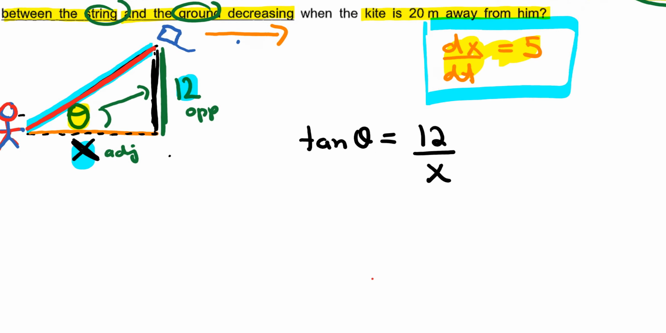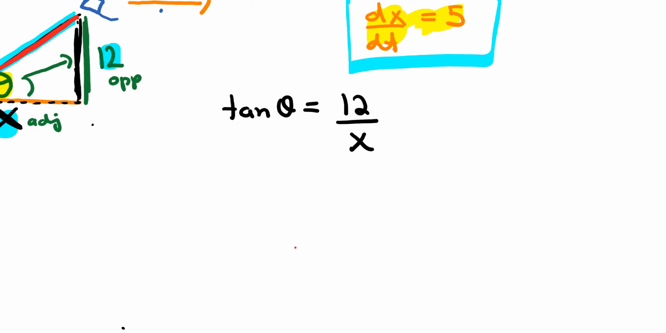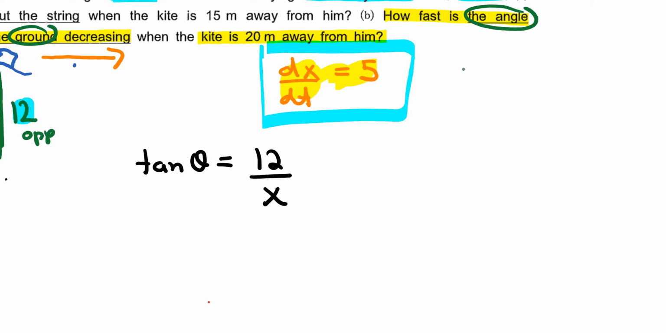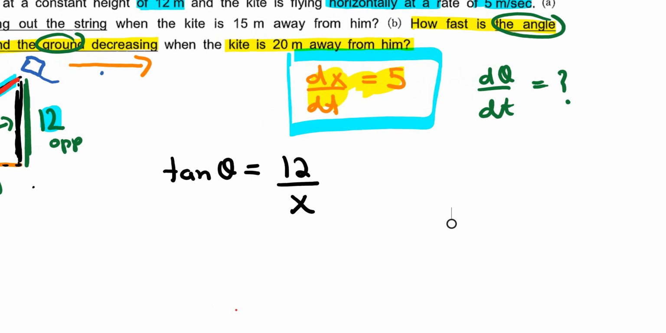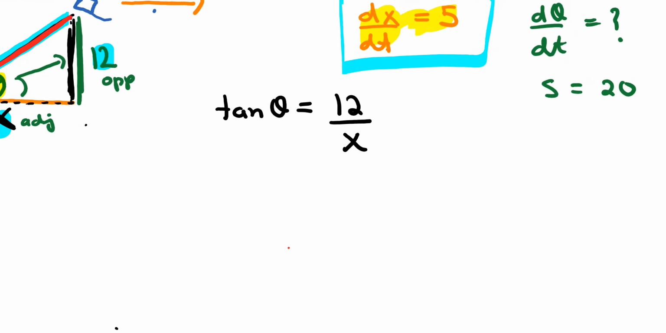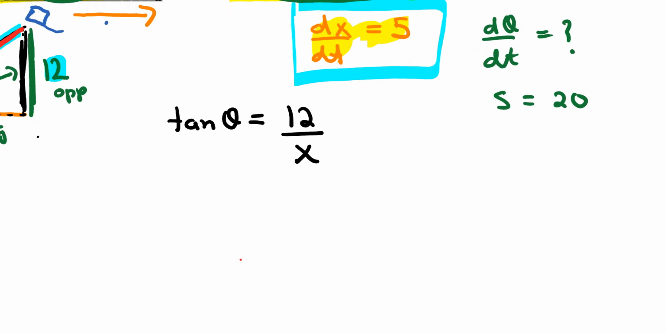So this is the mathematical formula in which I'll take the derivative with respect to time, and then I'm going to plug in my variables and my numbers, and I need to find out what d theta over dt is. All right, so let me kind of write down d theta over dt. That's going to be equal to a question mark, and I need to find that when the kite is 20 meters away from him, so that means s equals 20. Okay, but the formula that I do need here is my tan theta equals 12 over x.